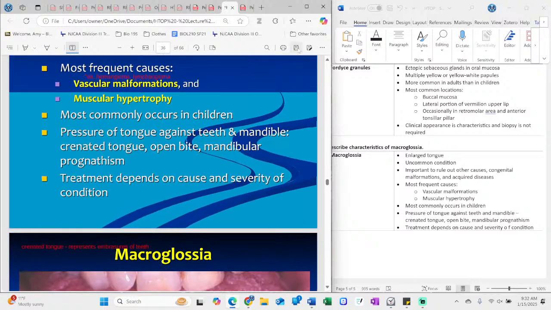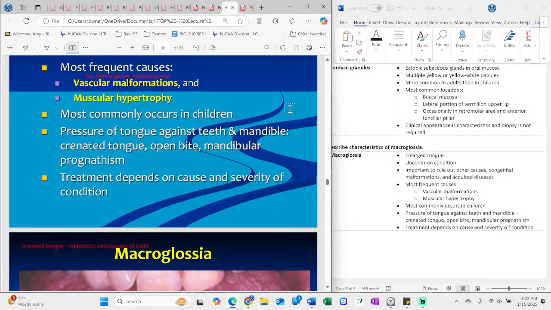Now, the treatment of macroglossia really depends on what is causing the macroglossia. Sometimes treatment of the underlying condition will take care of the macroglossia, and it also depends on how severe the condition is, because mild cases may not need any kind of treatment, whereas severe cases may need a reduction glossectomy.